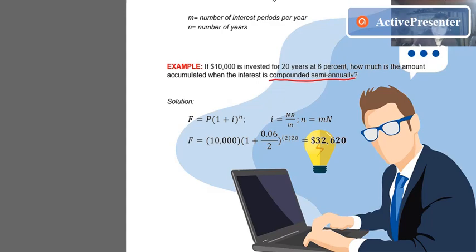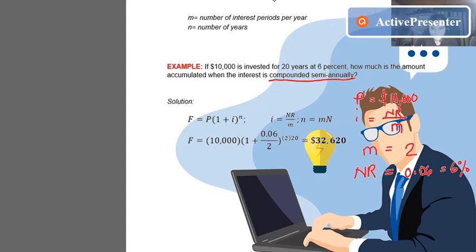So, first, we need to write our given. For our principal, we have $10,000 US dollars. And our i, which is equal to NR over m, where ang atong m is giingon compounded semi-annually. So, we have 2. And our NR, nominal rate, is 0.06 or the 6%.